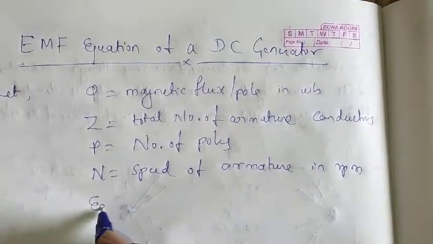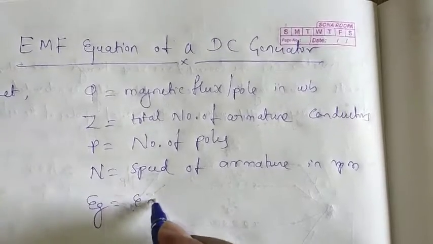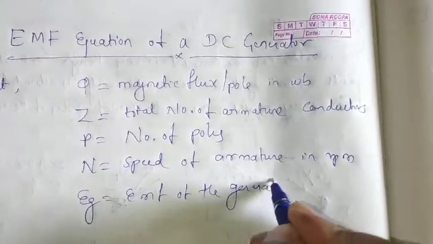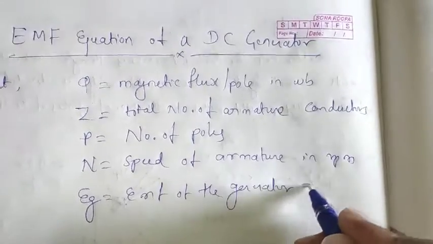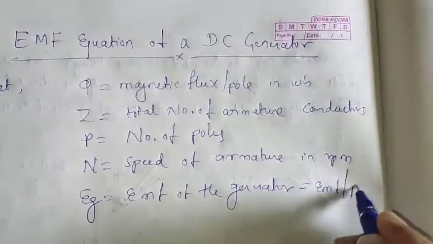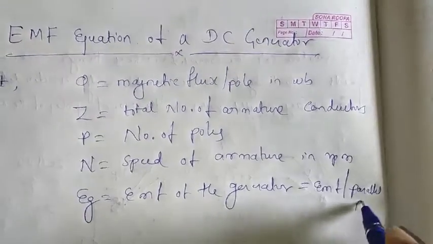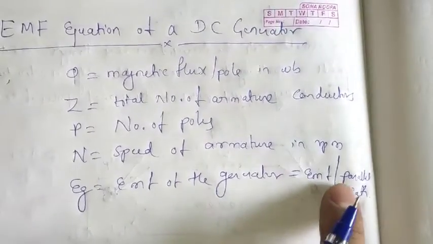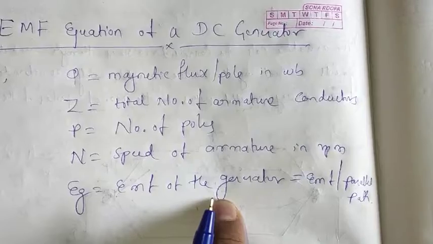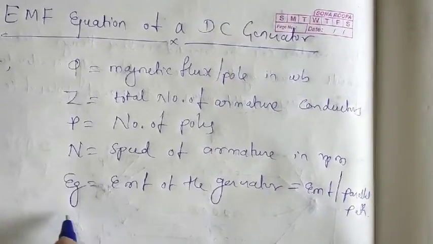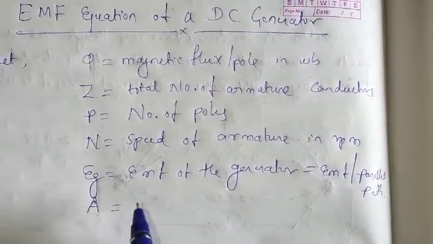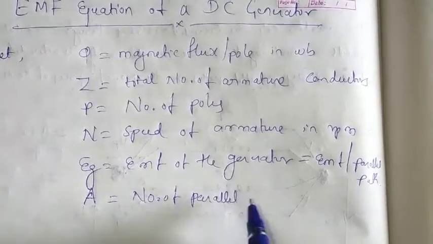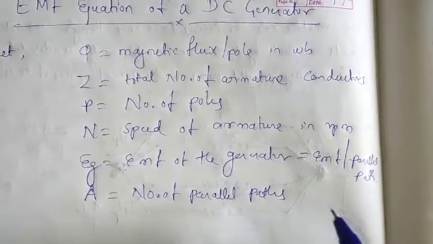And next, Eg is the EMF of a generator. That is the EMF per parallel path, because we have a number of parallel paths, like wave winding and lap winding. That's why EMF per parallel path. And the last one is A. A is the number of parallel paths in a DC machine.